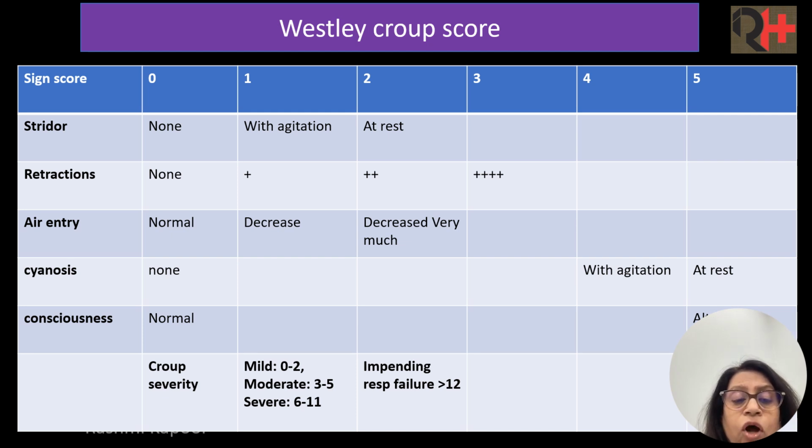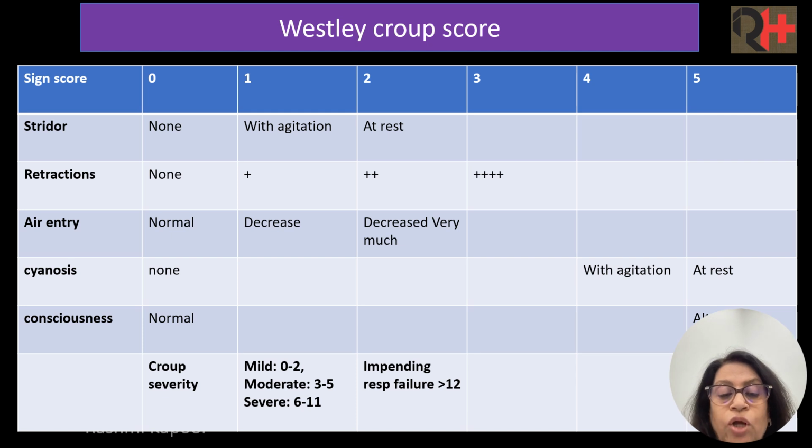Air entry, if normal, the score is 0. If it is decreased very much, the score is 2. If there is no cyanosis, the score is 0. But if cyanosis is there with agitation, the score straight away goes to 4. And if cyanosis is present at rest, the score goes to 5.